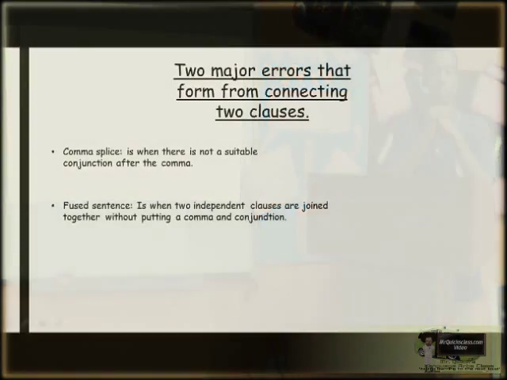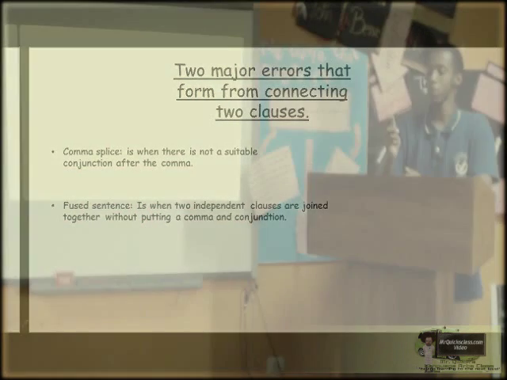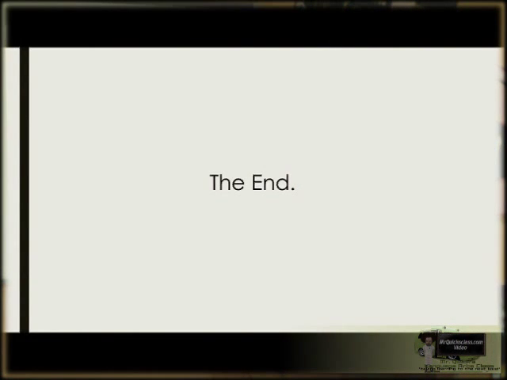And the fused sentence is when there are two independent clauses joined together. It's called a run-on sentence. It's when there are two independent clauses back to back with no comma. So it's basically a run-on sentence. And this is the end of my presentation.